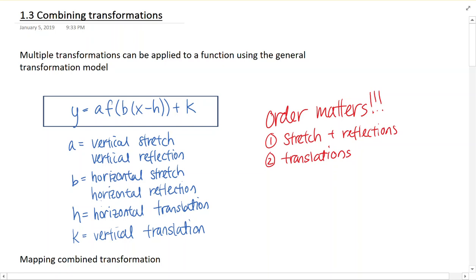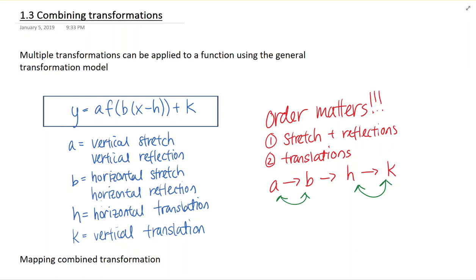One way to help you remember that is just to go in alphabetical order when it comes to your transformations. So start with A, then B, then H, then K. Since you have to deal with stretches and reflections first, technically A and B could be interchangeable, so these two could be switched around. H and K, since they're both translations, could also be switched around. But just to make your life easy, just keep it in alphabetical order.